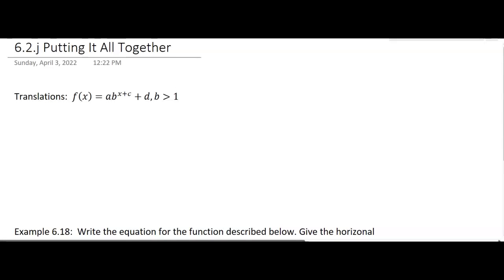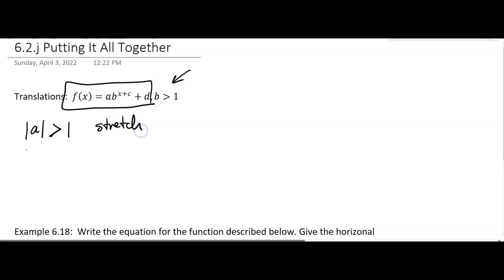Okay, so now we're going to put it all together. So now we could have a function something like this. And we're going to say that b is greater than 1. Okay, so the absolute value of a, if the absolute value of a is greater than 1, then it's going to be a stretch. And if the absolute value of a is less than 1, it's going to be a compression.